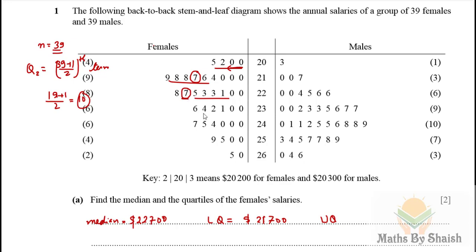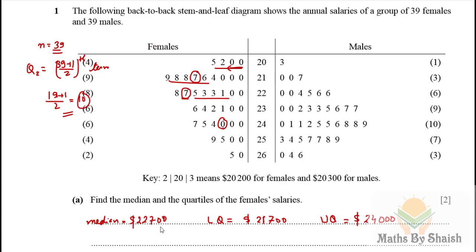Now we'll calculate the upper quartile, and again we have the median here. So the upper quartile would be the median of the upper half, means the 10th value again. We can calculate the 10th value from any direction. I'll calculate from here: 1, 2, 3, 4, 5, 6, 7, 8, 9, 10. So the 10th value is 24, and 0 means $24,000. So the median is $22,700, the lower quartile is $21,700 and the upper quartile is $24,000. I hope it is clear.